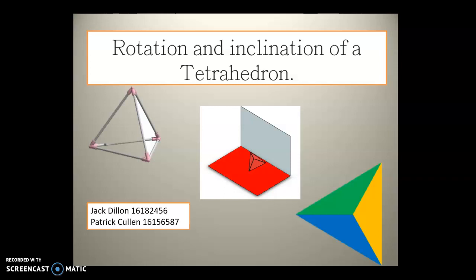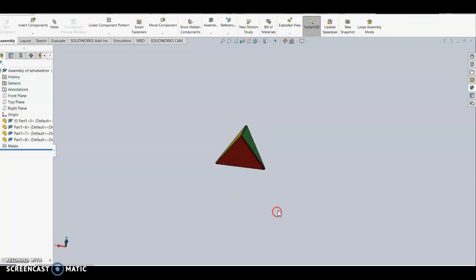This is a 3D model of a tetrahedron that we made on SolidWorks. We made this to help us visualize tetrahedron in different orientations. This is a good activity to do before doing any question, as it helps you to understand the different shapes the object can make when it is rotated and inclined to the horizontal trace.